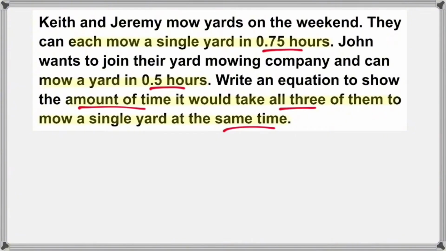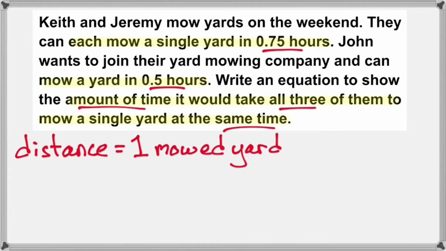So let's break this problem down and look at our individual concepts of distance, rate, and time. The distance in this case is 1 yard being mowed. It says that in the beginning. Jeremy and Keith each can mow a single yard. They can travel the distance of 1 yard. They can invest the amount of yard mowing power for a single yard, and that happens in 0.75 hours.